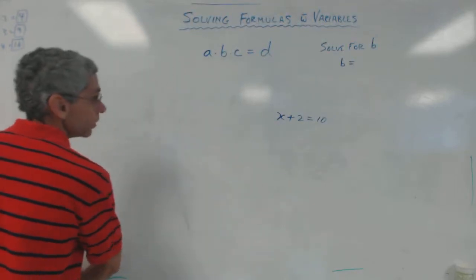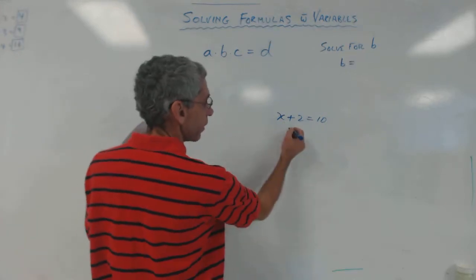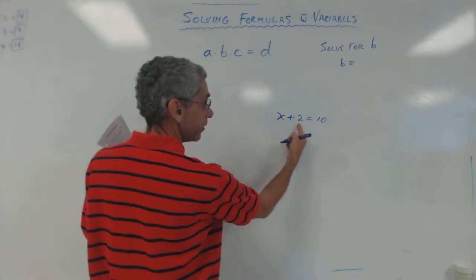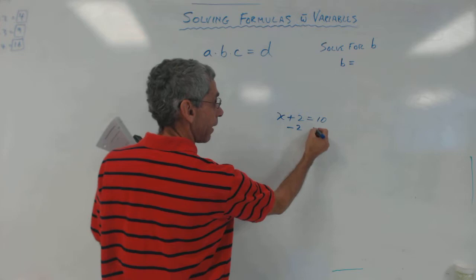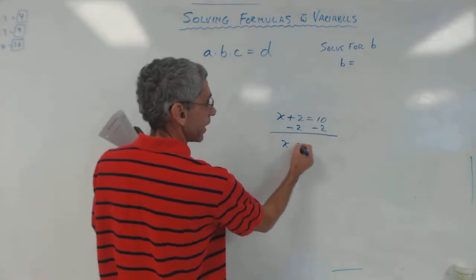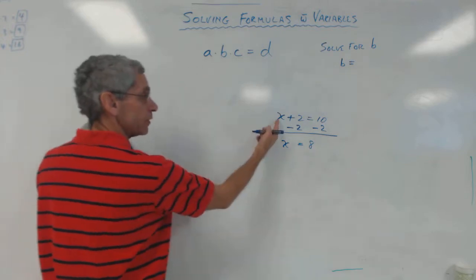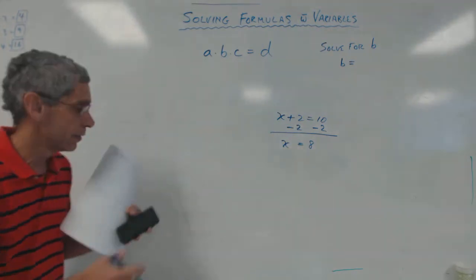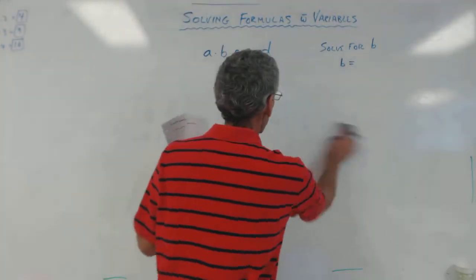Does that make sense? So for this, I would say somebody added 2 to my x. I'm going to do the opposite. I'm going to subtract 2, but I have to do it to both sides. So suddenly x is equal to 8, and that works. 8 plus 2 is 10, right? So that's a simple equation.